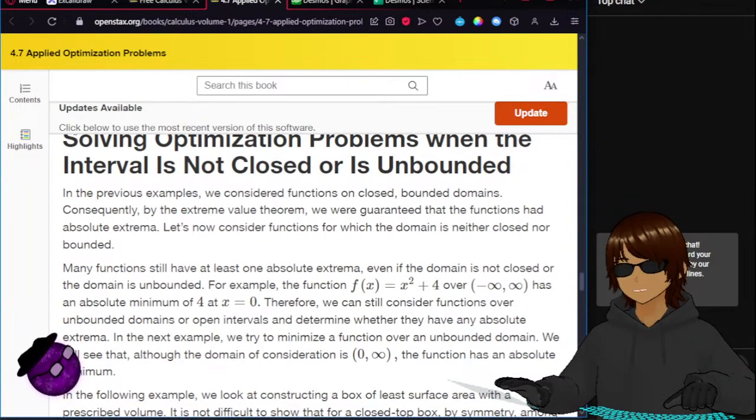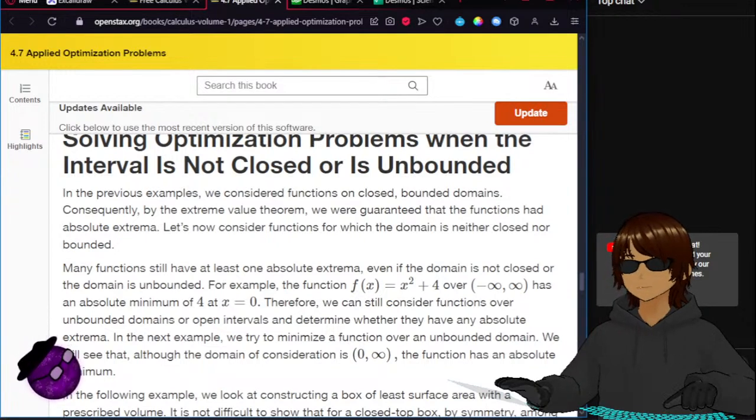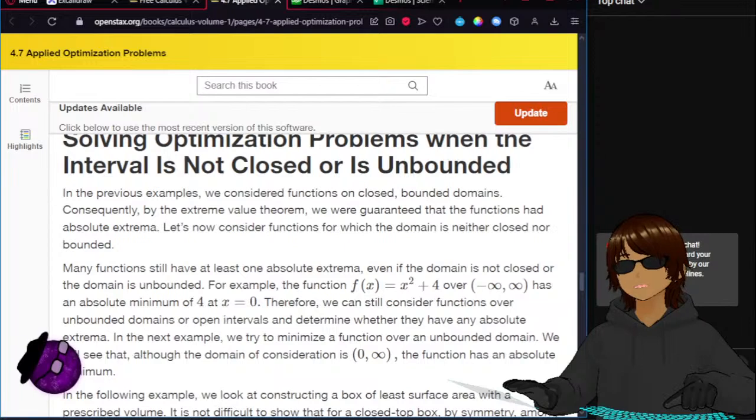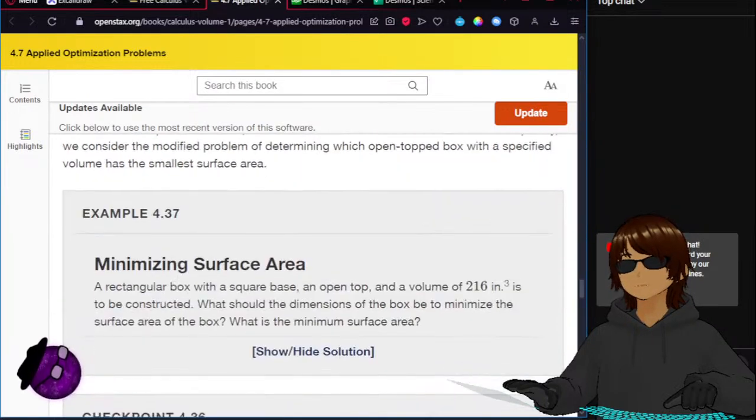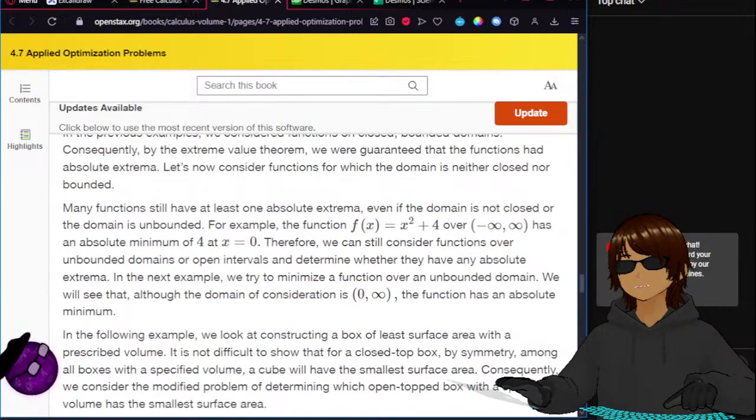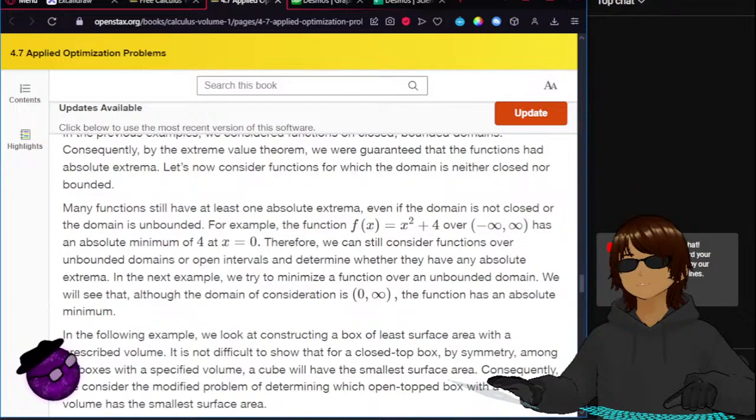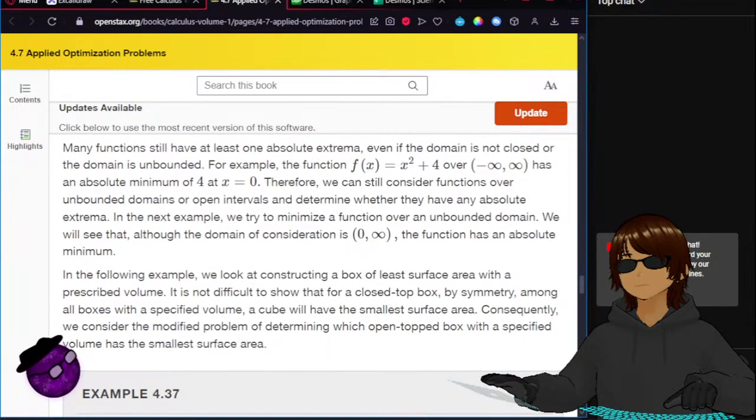In our previous examples, we considered functions on closed bounded domains. Consequently, by the extreme value theorem, we were guaranteed that the function had an absolute extrema. Now, let's consider functions for which the domain is neither closed nor bounded. Many functions still have at least one absolute extrema. So, for example, f of x is equal to x squared plus 4 has an absolute minimum of 4 at x is equal to 0.